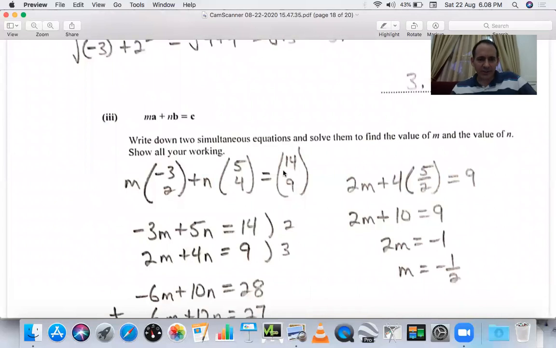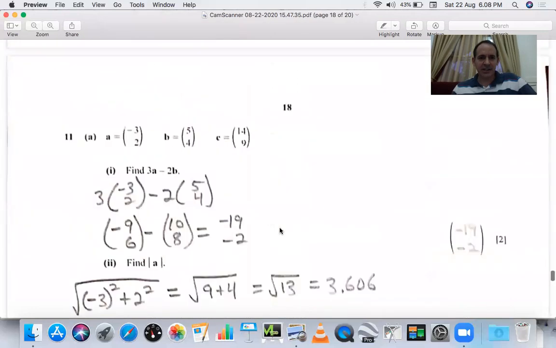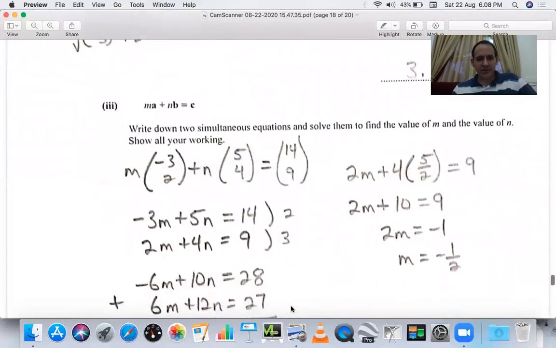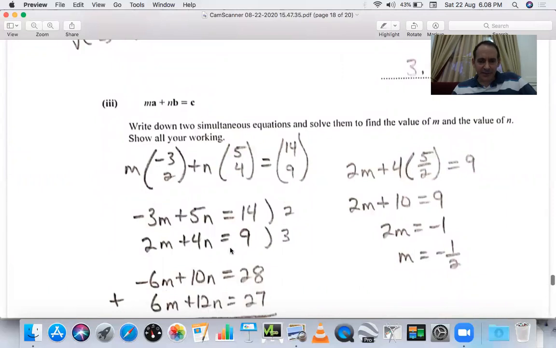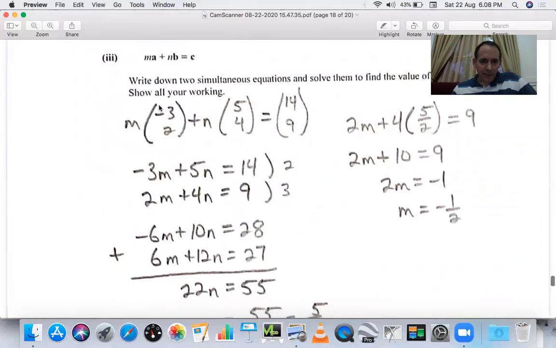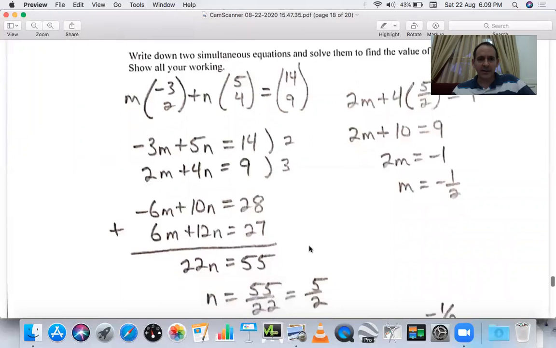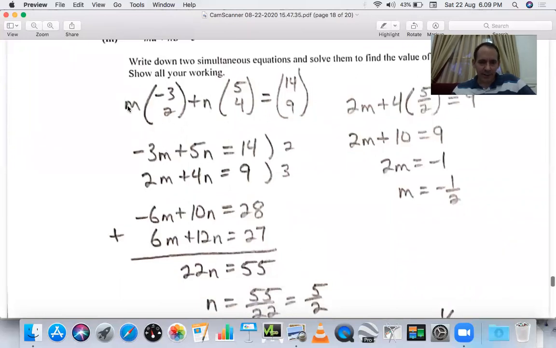Now down here, it wants you to find m and n using 2 simultaneous equations. So we have a, b, and c. We just use those column vectors with the m and n, and you multiply it through the x part and then also through the y part. So you get -3m plus 5n equals 14. Here's our a, b, and c plugged in to the locations they give in the formula. And then you do the y component part. So 2m plus 4n equals 9.